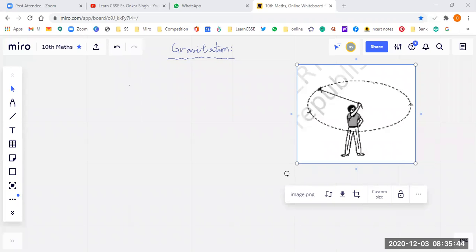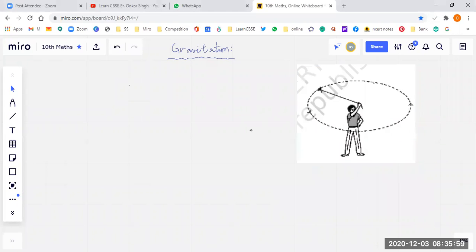Hello students. Today we'll be learning about gravitation. So this is lecture number one on gravitation.